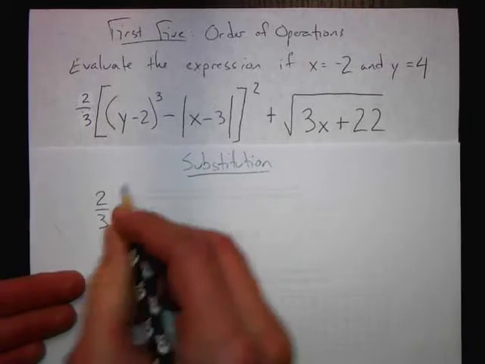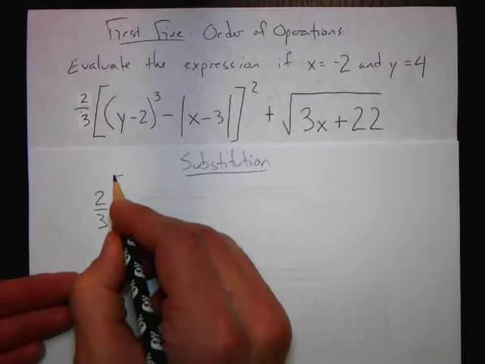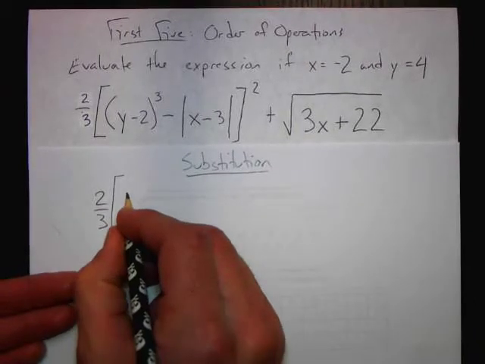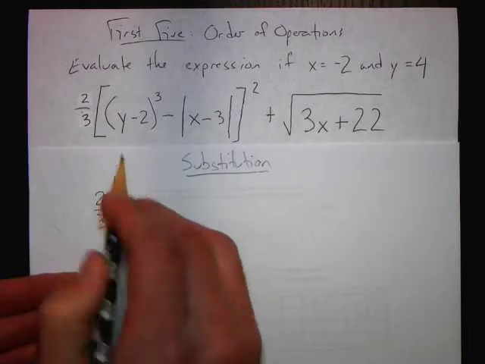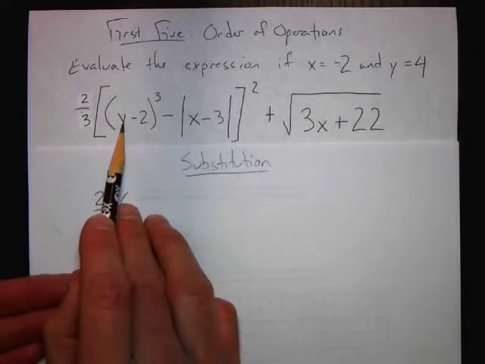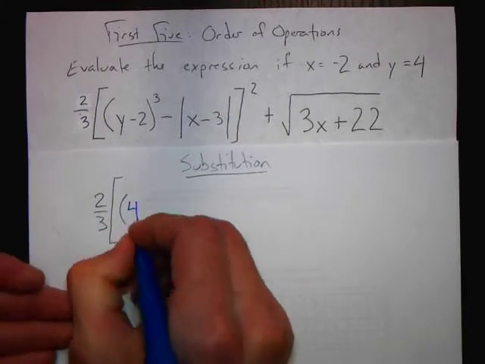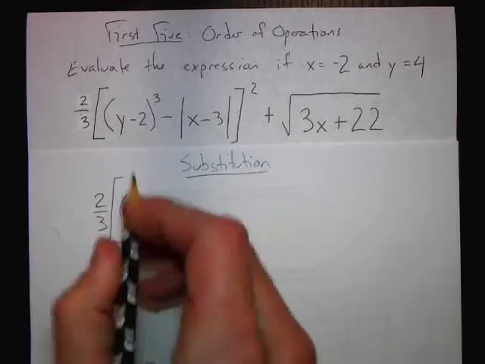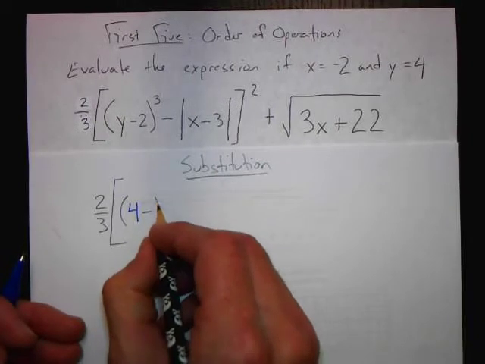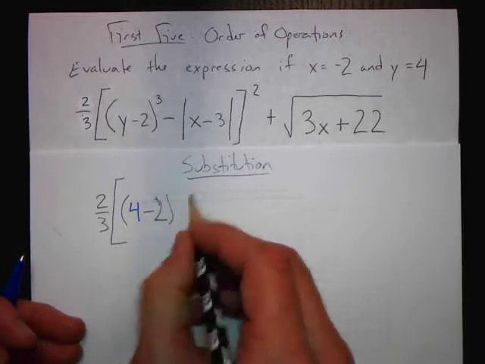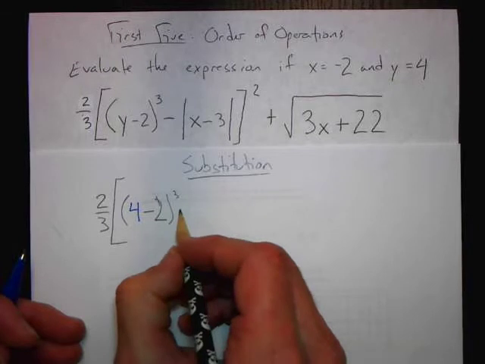So the 2/3 on the outside stays the same. This crazy looking thing that some of you are scared of stays the same. The parentheses stay the same. The y, however, is going to be 4, so I'm going to change that y to a 4. The minus stays the same. The other parentheses, the 2 stays the same. The parentheses stays the same. Everything else stays the same.